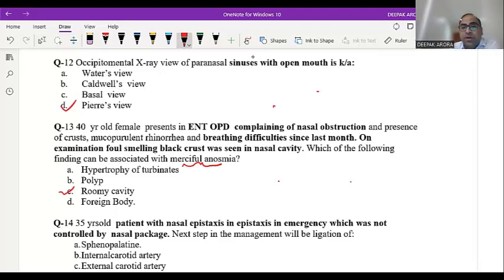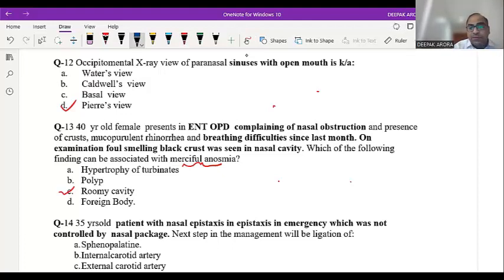What will be the treatment? You tell me. Treatment will be antibiotics like streptomycin, tetracycline. We have to clean, just remember this point, we have to clean the nose with alkaline solution. So we use sodium bicarbonate, sodium chloride. The keyword is merciful anosmia.